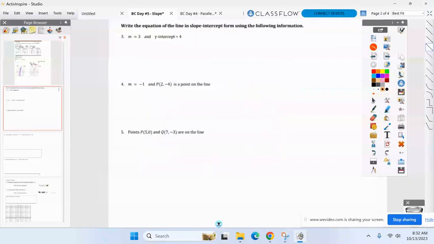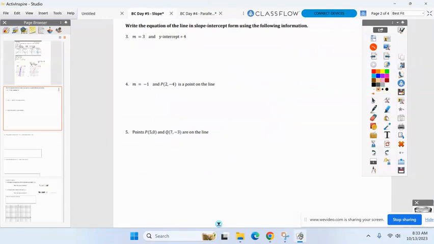Write the equation of these lines in slope-intercept form. I'm going to give you some information. You provide me with the equation of a line, but it's got to be y equals form. Remember, right? Write the equation in slope-intercept form. That's what we just worked on, which is y equals mx plus b. Okay.